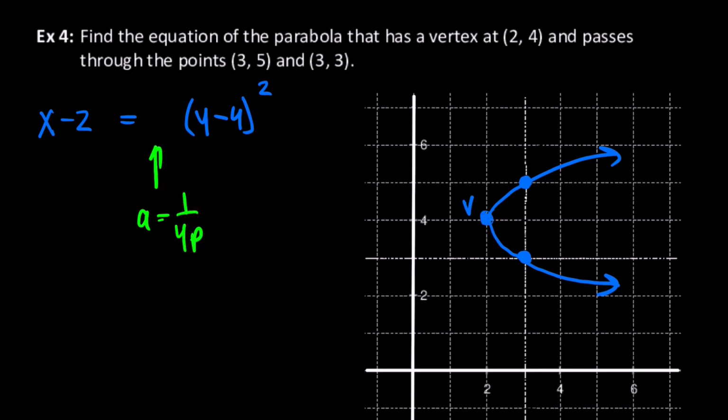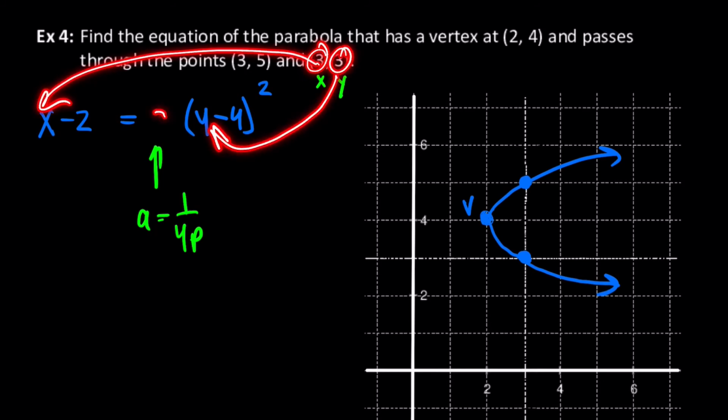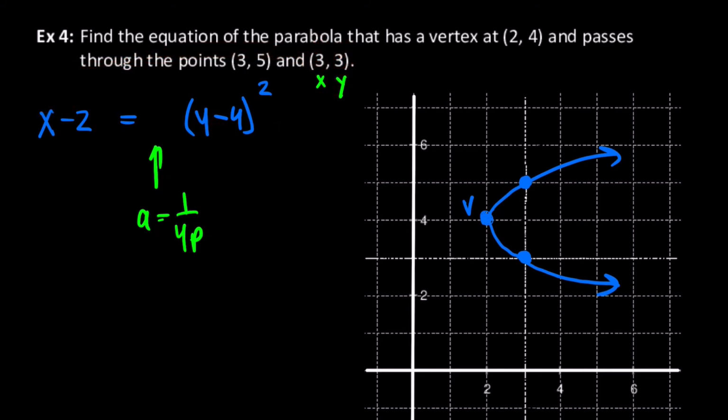And here's what we're going to do. We're going to use one of the 2 points. So if x is 3 and y is 3, what's that value of a going to be? I'm going to plug a 3 in for the x here, plug a 3 in for the y there, and solve it for a. I'll do that down below. So instead of x, I'm going to put 3 minus 2 equals a. That's what I'm solving for. Instead of y, I'm going to put 3 minus 4 squared.